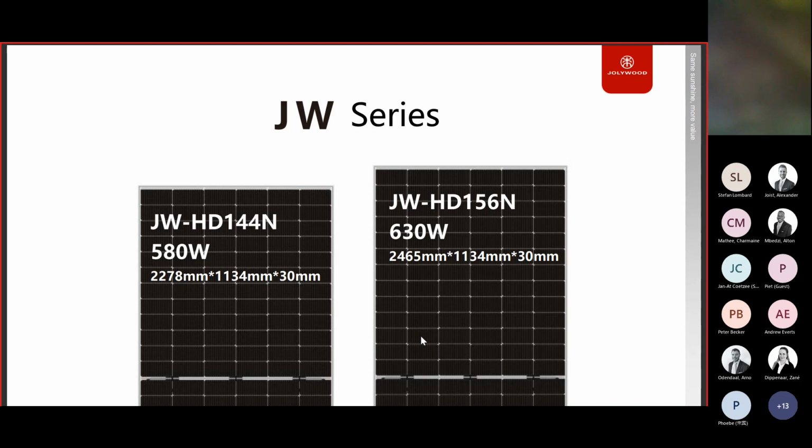And first is for utility project. We have the JW series. We have two types of modules based on different wafers. One we call the HD144M, and the power is around 560 watt. And another has a bigger wafer module size, we call it HD156M, and the power can reach 630 watt.